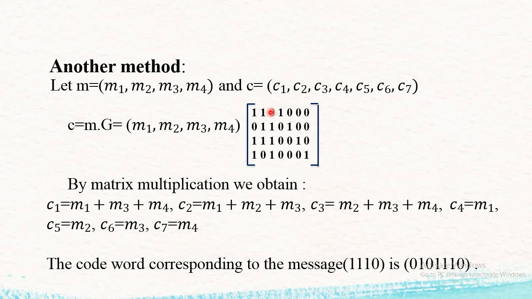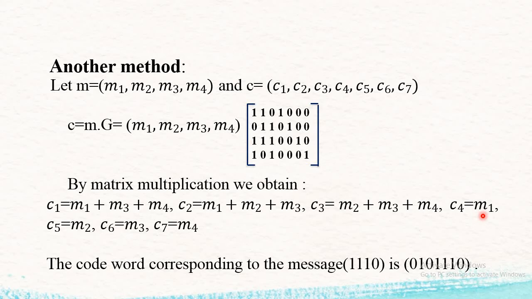So for the second row, which three values are higher? M1 into first is higher, M2 into second is higher, M3 into third is higher, but for M4 into 0 it's going to be 0. So what is the value of C2? C2 is M1 plus M2 plus M3. So likewise we obtain the respective values of all code word bits.